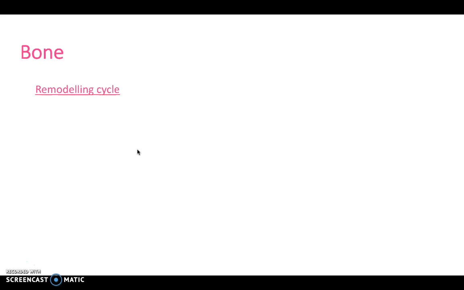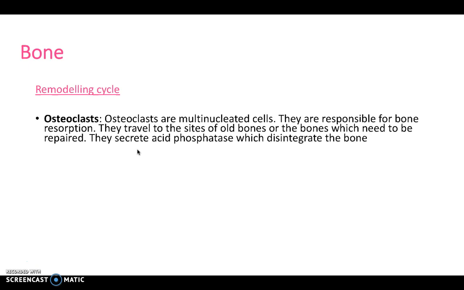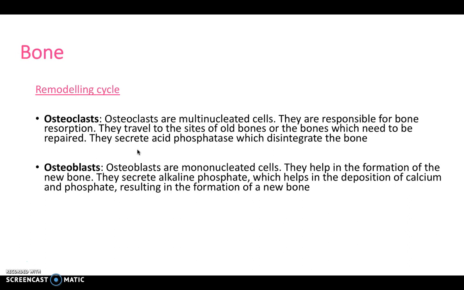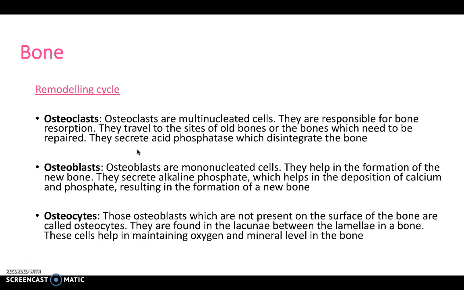What's really important is that bone doesn't just stay as bone for good, it's constantly remodelling. And it's important that you understand what cells are involved in this process. So there are three really important cells that you need to know about. Osteoclasts first of all. These are multinucleated cells and they're responsible for bone resorption, i.e. bone destruction. They travel to the sites of old bone or the bones which need to be repaired, and they secrete acid phosphatase which disintegrates the bone.